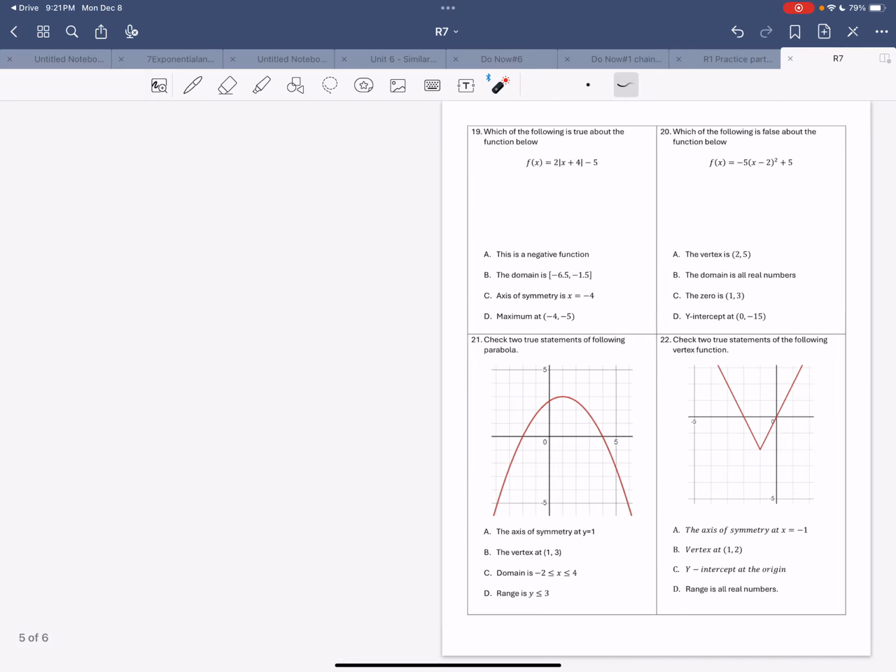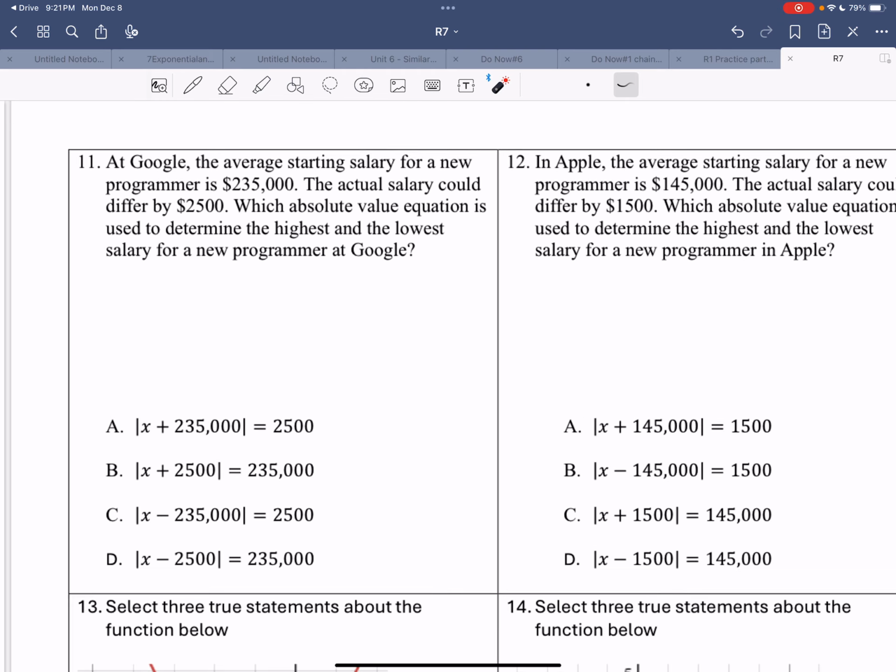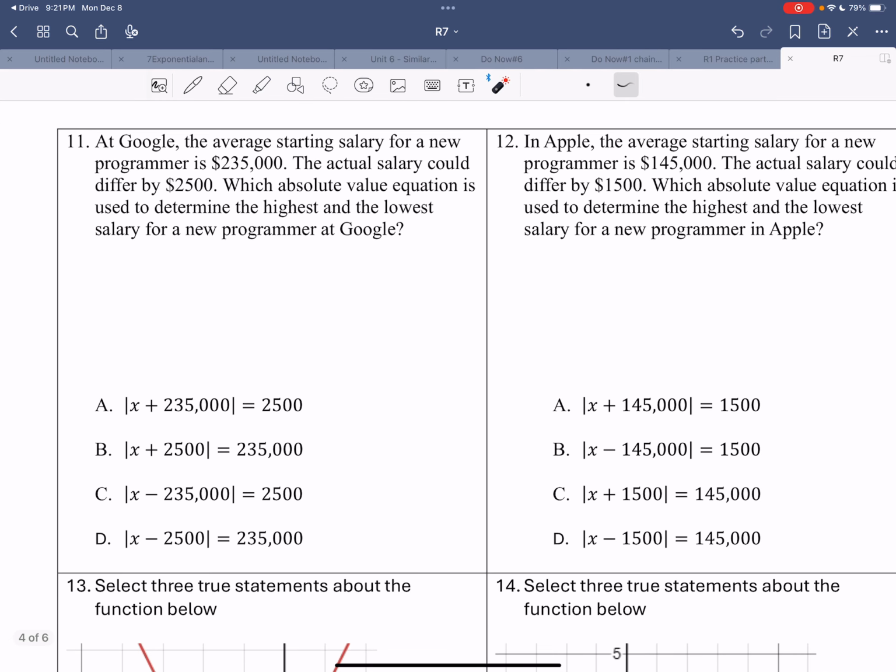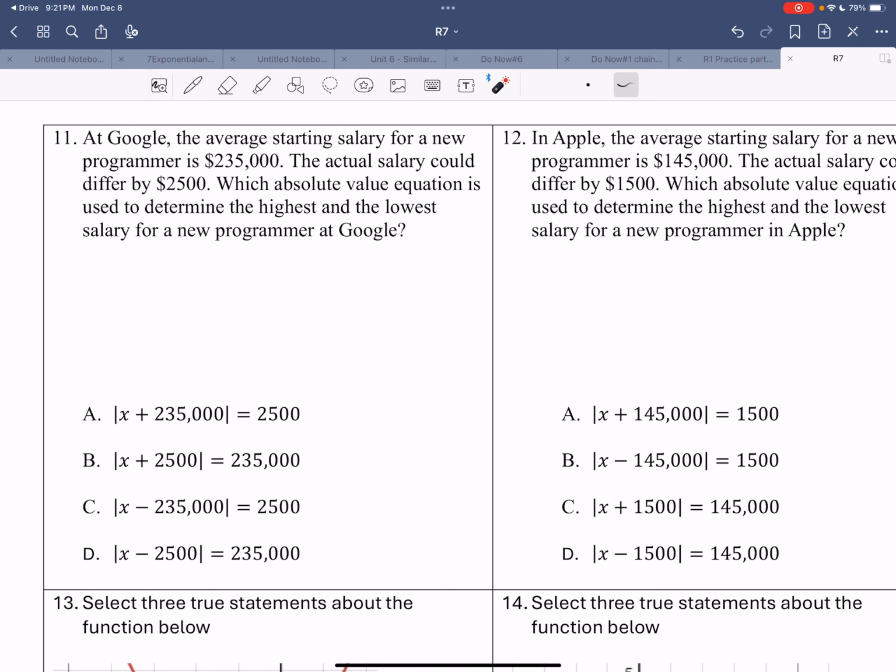So, at Google, the average starting salary for a new programmer is $235,000. The actual salary could be different by $2,500. Which absolute value equation is used to determine the highest and the lowest salary for the new programmer at Google? This one we actually went over in class, but this time I will just show you a shortcut.